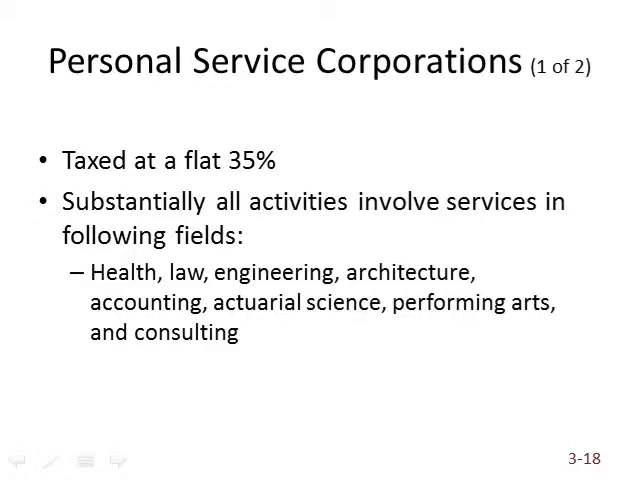versus a 15% tax rate that's applied to taxable income for corporations that are between $0 and $50,000, and then you recall between $50,000 and $75,000, the tax is $7,500 plus 25%. Between $75,000 and $100,000, the tax is $13,750 plus 34%, and so on and so forth, according to the table we looked at earlier. But if you're deemed to be a personal services corporation, from the very first dollar of taxable income, you're taxed at a flat 35%. And substantially all activities we see here involve services, such as health, law, engineering, architecture, accounting, actuarial science, performing arts, and consulting.